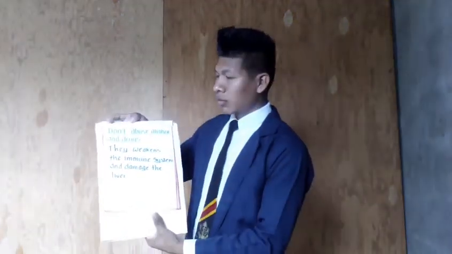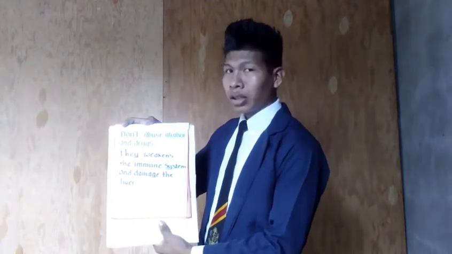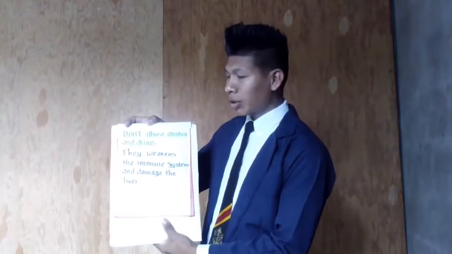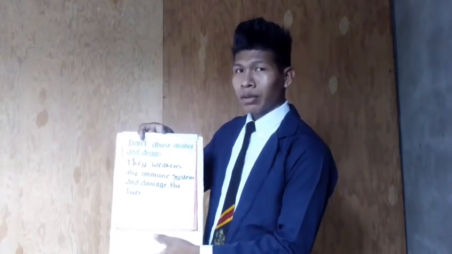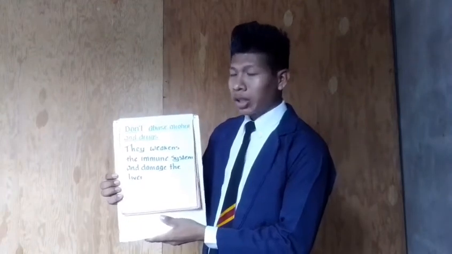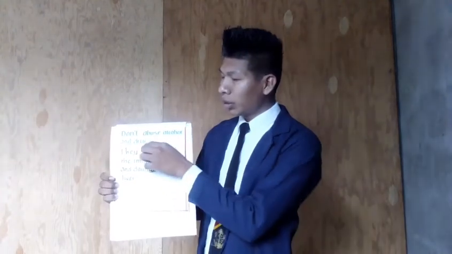Okay, class, so now you would have heard about the causes of HIV and AIDS. Now we'll be looking at the prevention, ways of how you can prevent contracting HIV/AIDS. So first of all, don't abuse alcohol and drugs. Why? Because they weaken the immune system and damage the liver, right? Like I told you before, the immune system is responsible for fighting disease and infections. So if you abuse alcohol and drugs, it weakens that system.